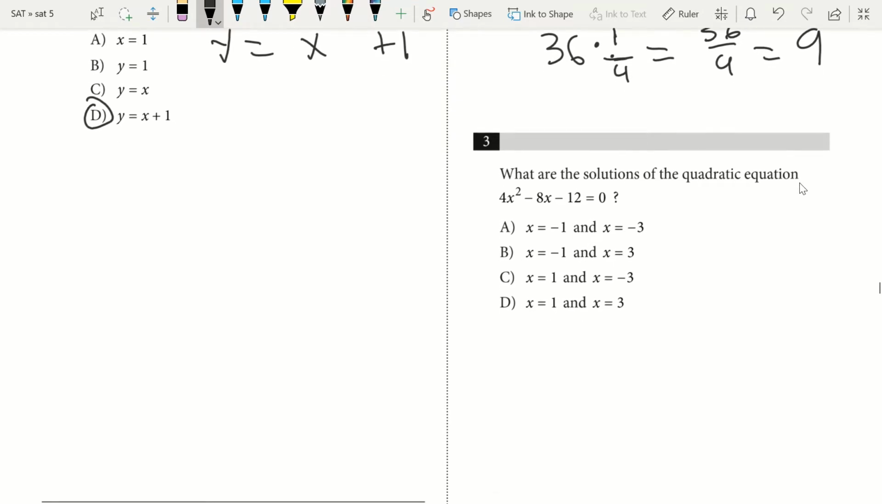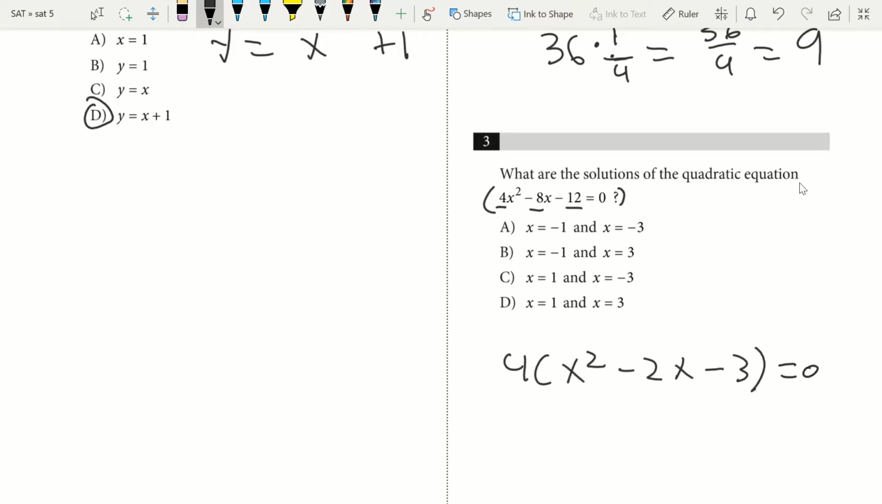Question 3. What are the solutions of the quadratic equation 4x squared minus 8x minus 12? When you see an equation like this, what you want to look for is what can be factored out. So if I see I have a 4, a negative 8, and a negative 12, I know that 4 goes into 4, negative 8, and negative 12, so I can take 4 out and write the equation as 4 times x squared minus 2x minus 3 equals 0.